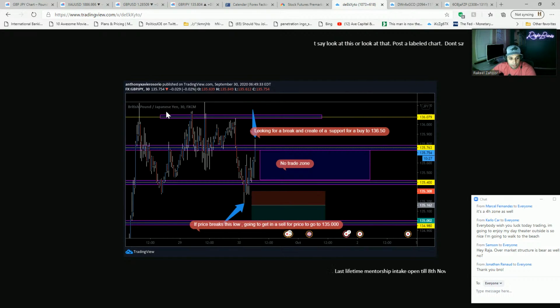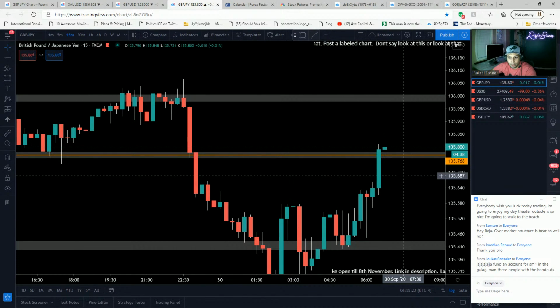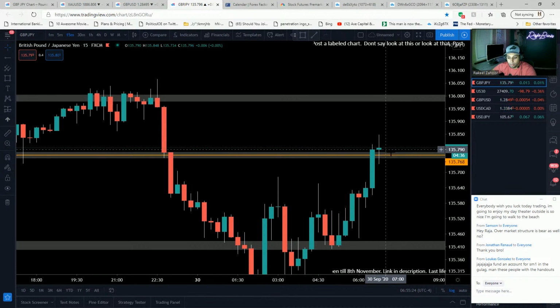Oh, wow, what's this? Price breaks this low to take a sell. No trade over here. Looking for a break and create support to buy to 136.50. This is actually something that I'm looking for here too, for price to create a support so that we can continue moving bullish.